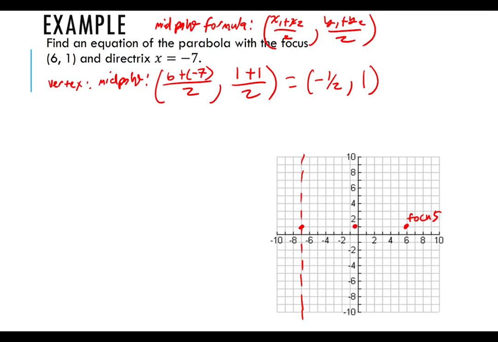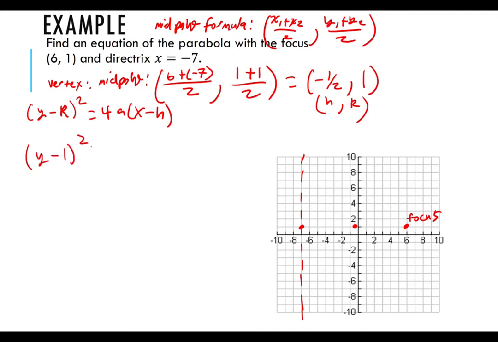Notice that this is C-shaped, and C-shaped means that this is going to be (y minus k) quantity squared equals 4a times (x minus h). Now we know that h and k are negative 1/2 and 1, so this is going to be (y minus 1) quantity squared equals 4a times (x plus a half). Alright, so let's think about our a.